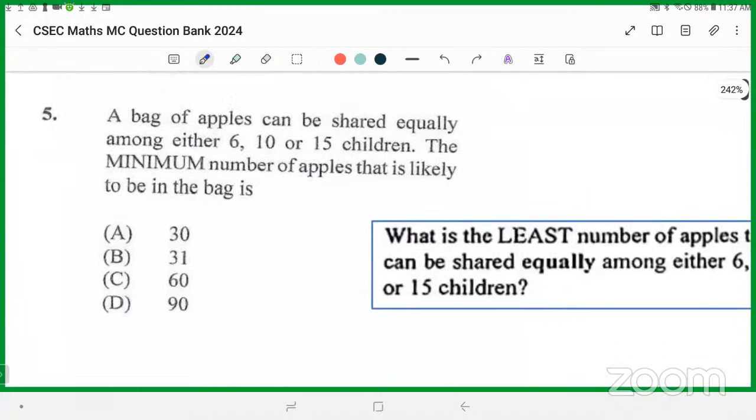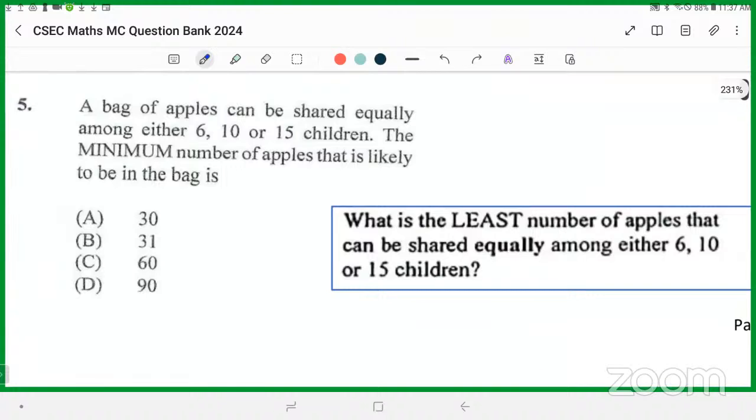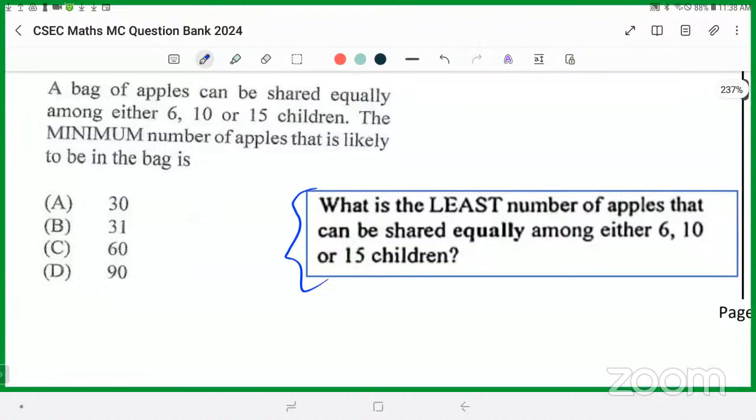Another ratio question. And these two questions are the same from two different papers. This one says a bag of apples can be shared equally among 6, 10, and 15 children. The minimum number of apples that are likely in the bag is therefore the lowest common multiple of the 6, the 10, and the 15. This question is asking the same thing. It says, what is the least number of apples that can be shared equally among 6, 10, and 15 children? It's the same question, worded differently.